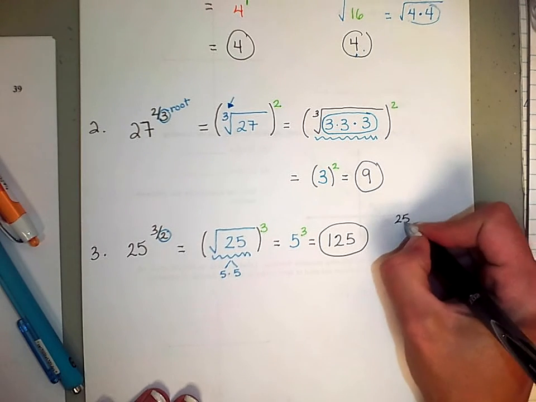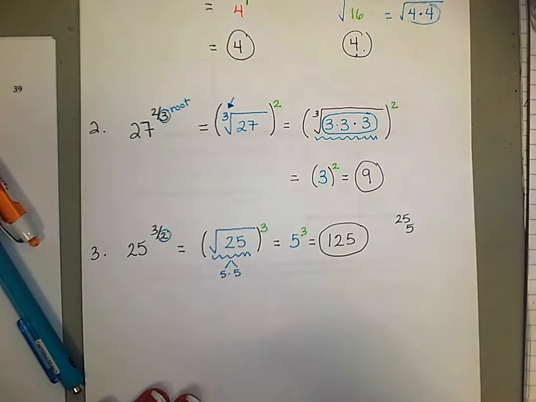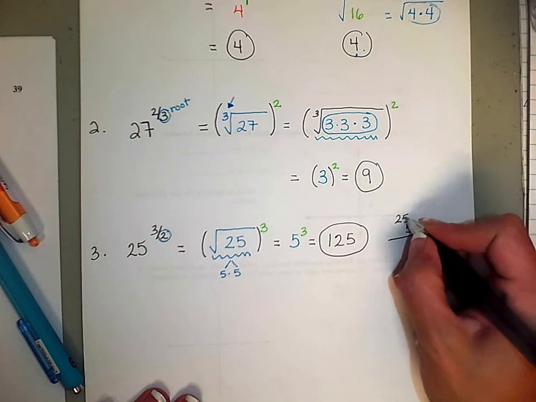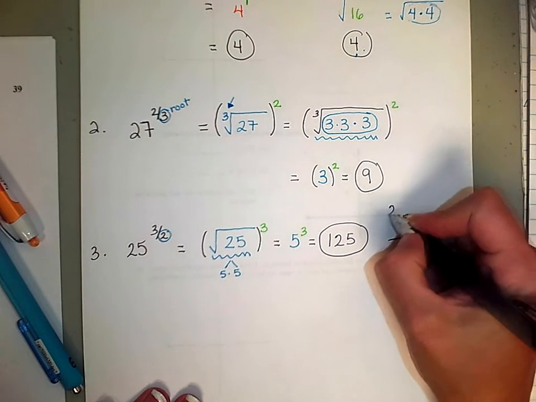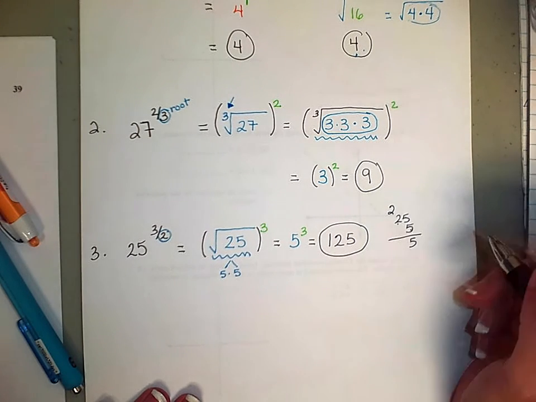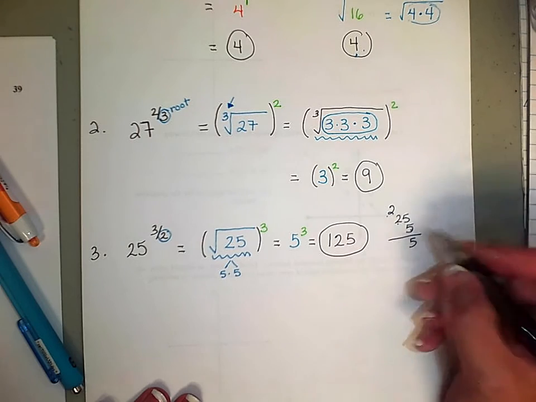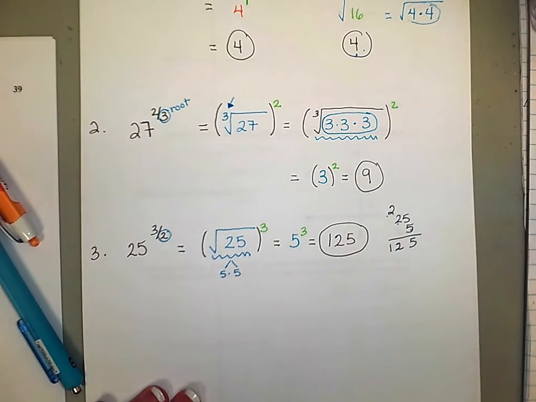So 5 times 5 is 25, times 5. To cube it: 5 times 5 is 25. Carry the 2. 5 times 2 is 10, plus 2 is 12.